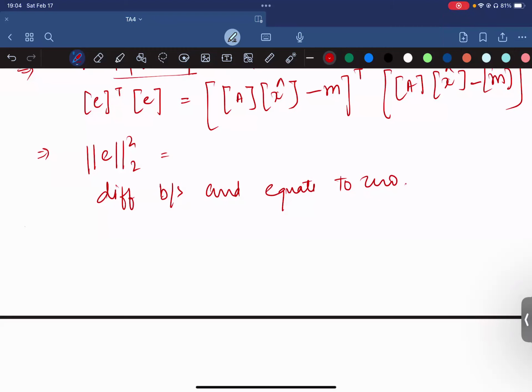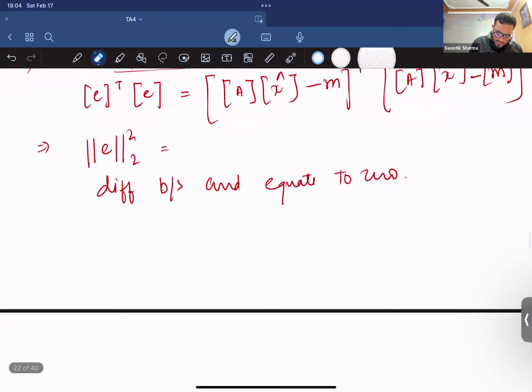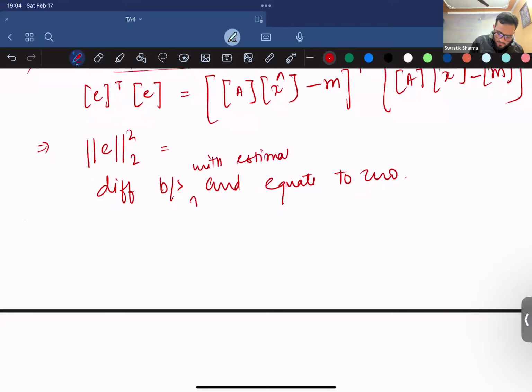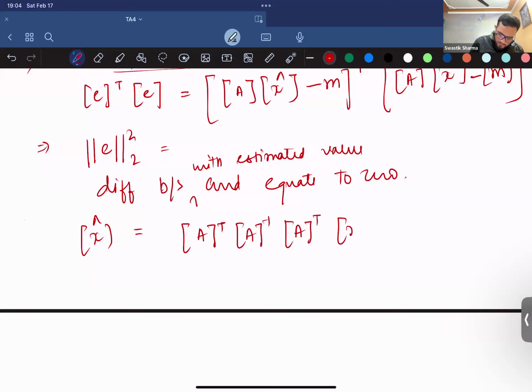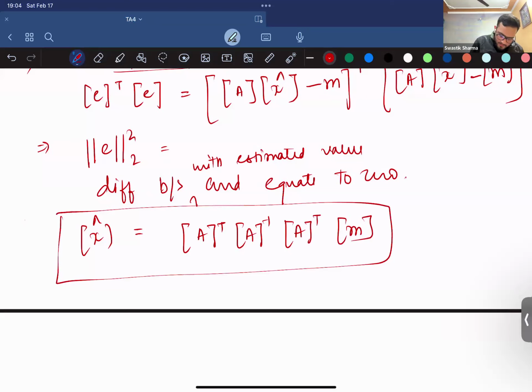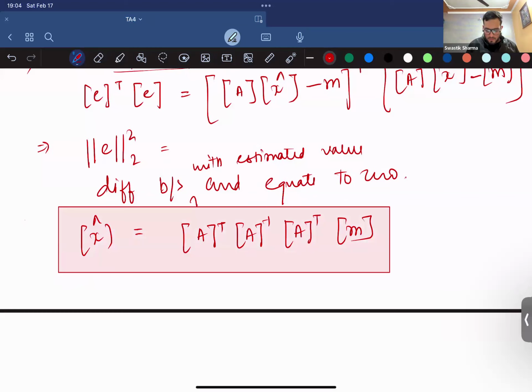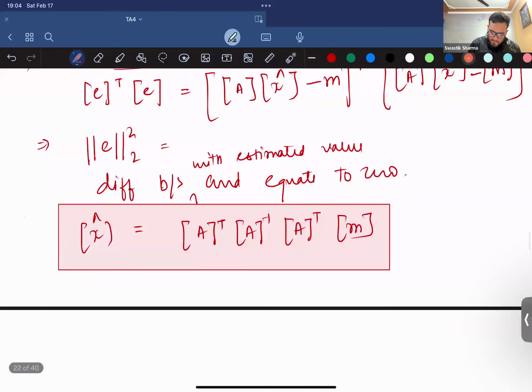Sir, just give us the final value so that we can match after deriving. Okay, okay. So if you differentiate both sides with respect to the estimated value, you'll get something like this. The x cap would be (A transpose A) inverse A transpose n. This is how the final expression would look. If there isn't an inverse of this thing, it is called a pseudo inverse.